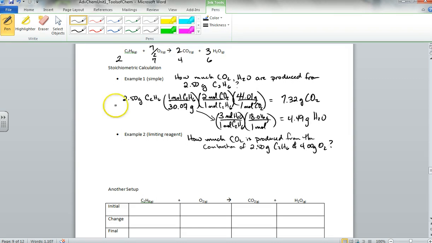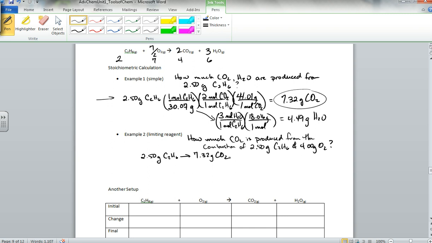Just like we did in the previous one, we can ask how much carbon dioxide is produced by 2.5 grams of ethane. You go through the same calculation as before, and you come up with 7.32 grams of carbon dioxide produced from this amount. So we've already done the calculation. We know that 2.5 grams of ethane will go to produce 7.32 grams of CO2. That's done. But what about the oxygen?